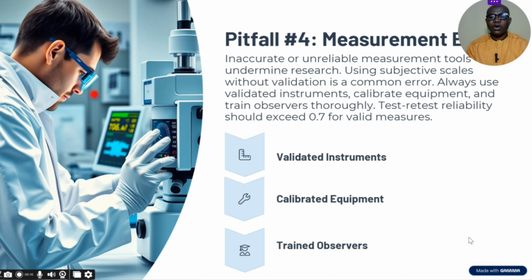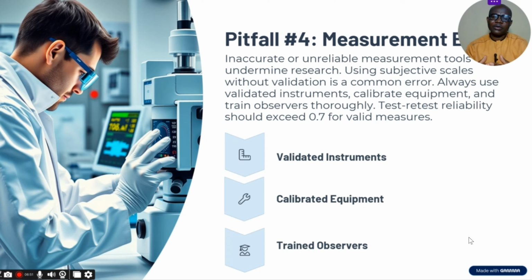Now, usually when we conduct research, the idea is to measure a concept, be it a qualitative research or a quantitative research. The accuracy of the measuring tool is very, very key to ensuring the credibility of our research finding. So, an inaccurate or unreliable measurement tool can undermine the entire research. When we are using a subjective scale without validating it, it will affect the validity of our result.